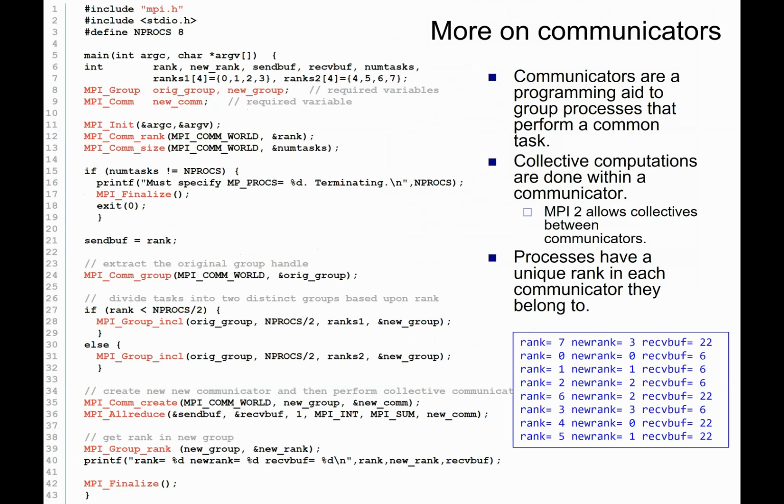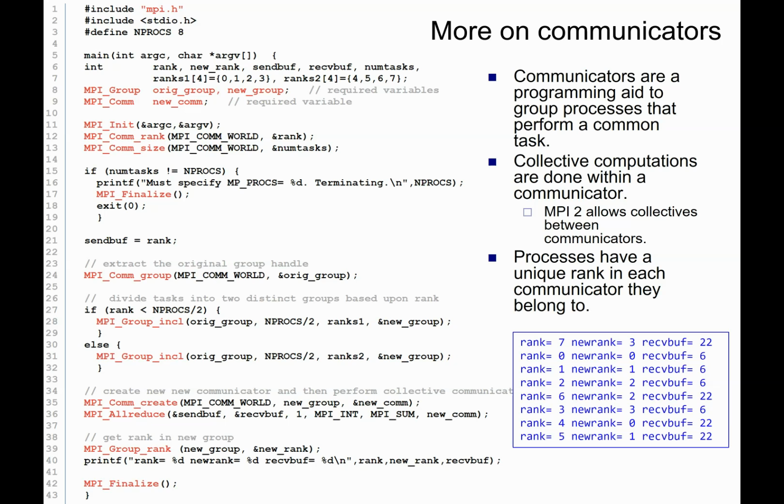Okay, so next I want to move on to talking about communicators. When you start your MPI program, you start out with this default communicator, MPI_COMM_WORLD. But you can build your own communicators. Here I'm going to show you an example of doing that, where we take MPI_COMM_WORLD and break it into 2 parts.